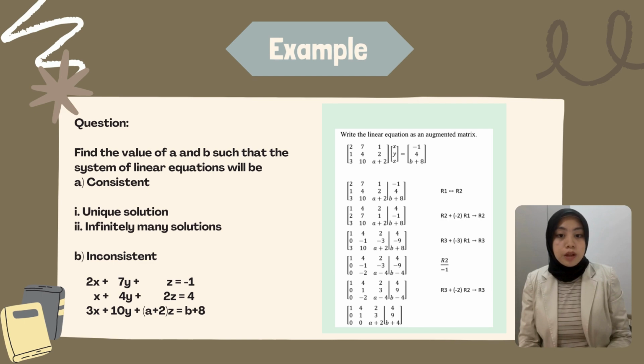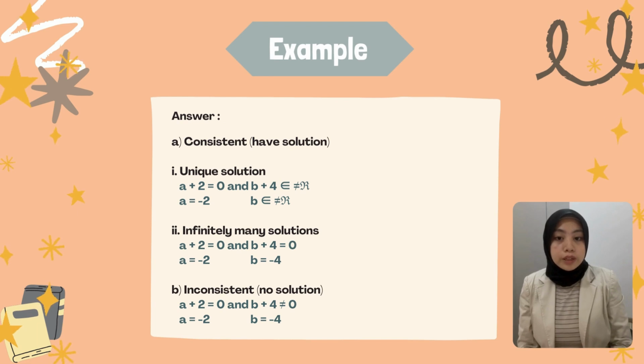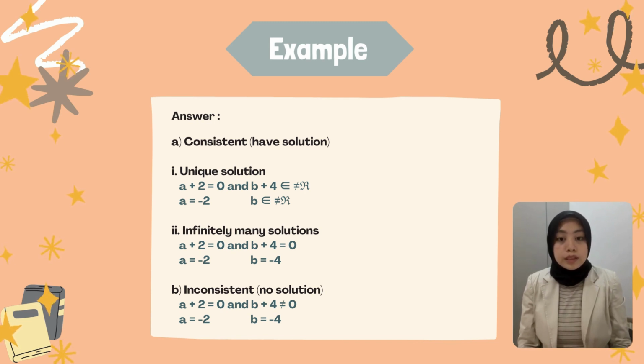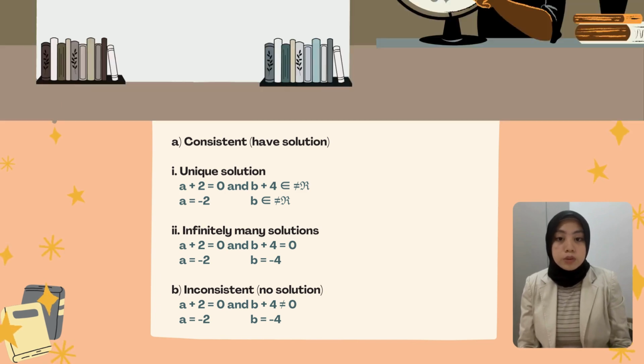And then, we need to solve until we get the form of a row echelon matrix. Furthermore, we need to find whether the question is consistent, where it must have a solution. So the first is a unique solution, where a equals 0 and also b is an element of real numbers, not equal to 0. And then we need to find the infinitely many solutions, where a equals 0 and b also equals 0. For part b, the question asks us to find the inconsistent case, where it has no solutions. We need to make sure a equals 0 and also b is not equal to 0.